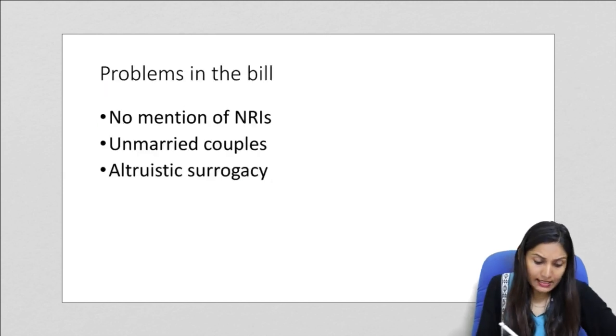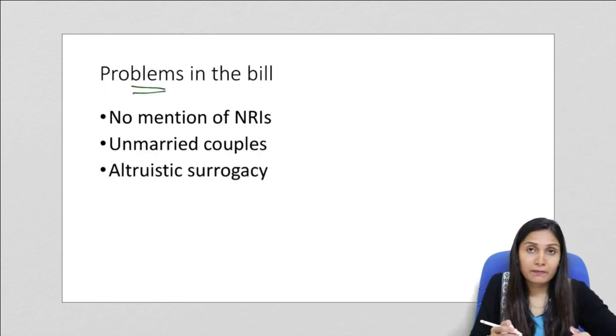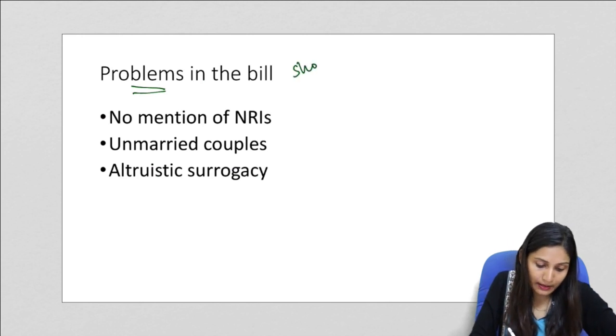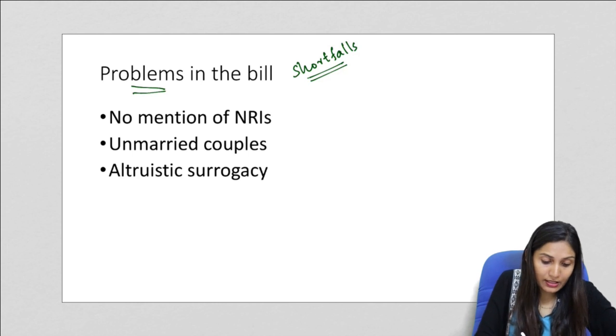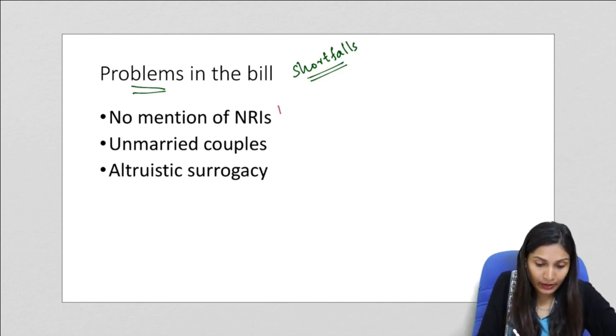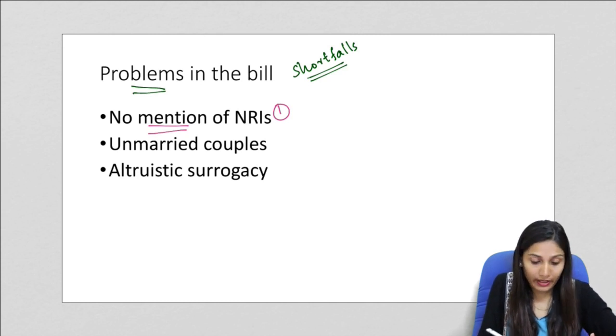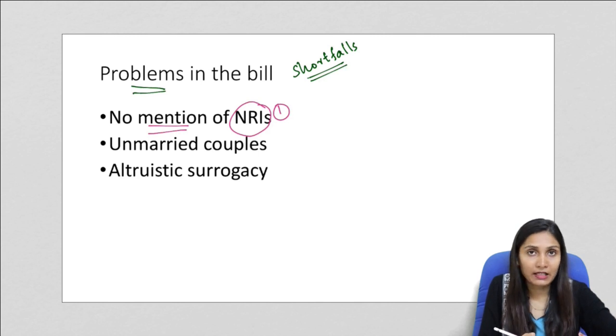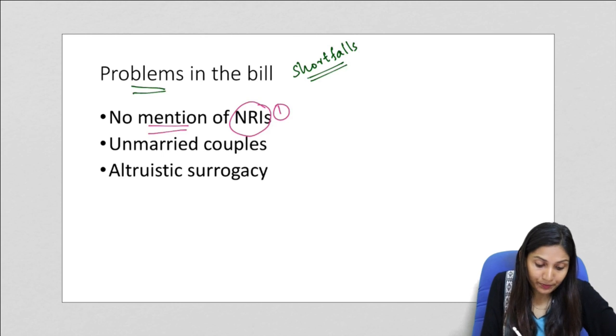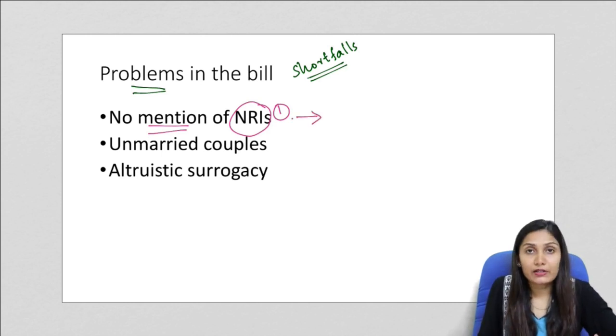Now let us understand some of the problems or shortfalls in the bill. The first issue is that it does not mention NRIs, the non-resident Indians who do not reside in the country but live somewhere outside the country. It does not mention NRIs who want to come back to India to have a baby.